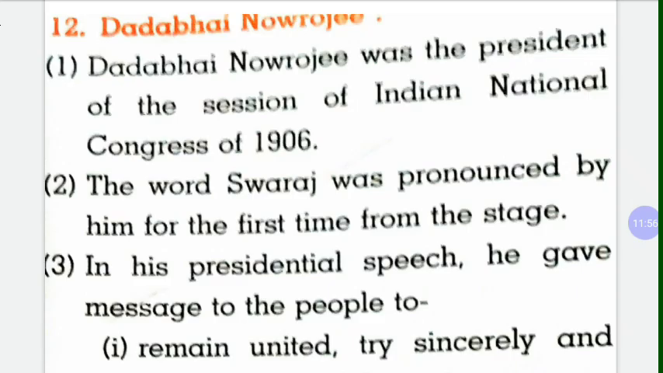Next comes Dadabhai Naoroji, who was the president of the session of Indian National Congress in 1906. So he became president in 1906. The word Swaraj, that is self-rule, we have discussed with Shivaji. His father Shahaji Raje's vision was to have Swaraj. So this word he pronounced for the first time from the stage when he was giving a speech.